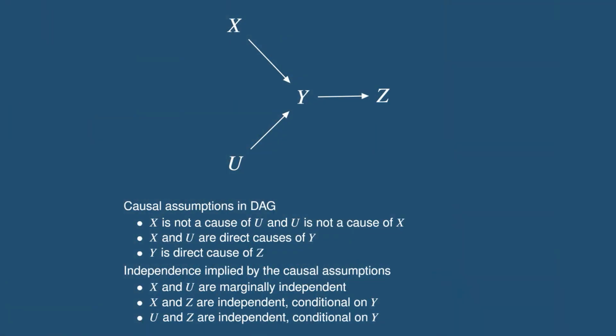This graph encodes the following assumptions. X is not a cause of U, and U is not a cause of X. X and U are immediate causes of Y, and Y is an immediate cause of Z. And here are the independencies implied by this DAG. X and U are marginally, unconditionally independent. X and Z are independent given U, and U and Z are independent given Y.